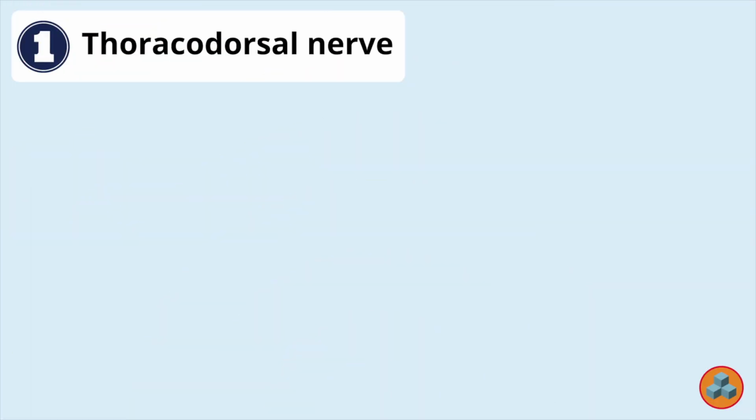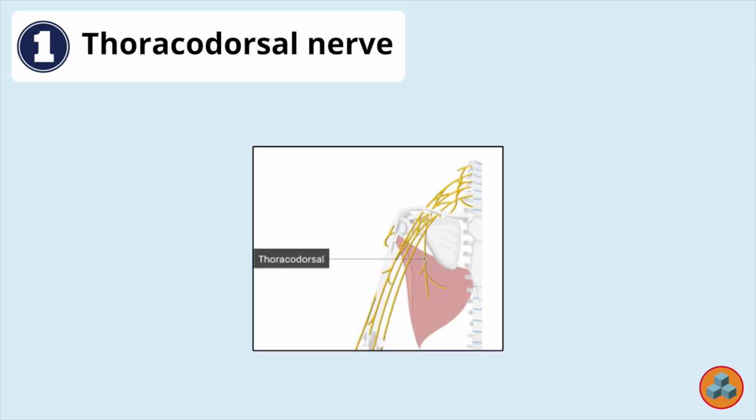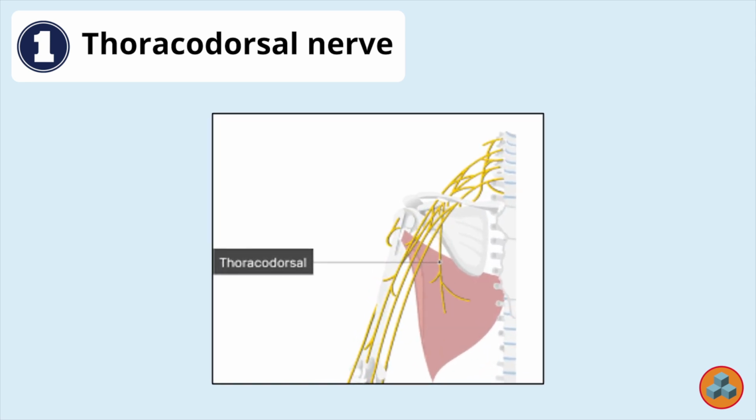Option 1, thoracodorsal nerve. The thoracodorsal nerve originates from the posterior cord of the brachial plexus and innervates the latissimus dorsi muscle. The latissimus dorsi extends, adducts, and medially rotates the shoulder and is a depressor of the scapula. Marked weakness to resisted shoulder extension and medial rotation is characteristic of a thoracodorsal nerve lesion.